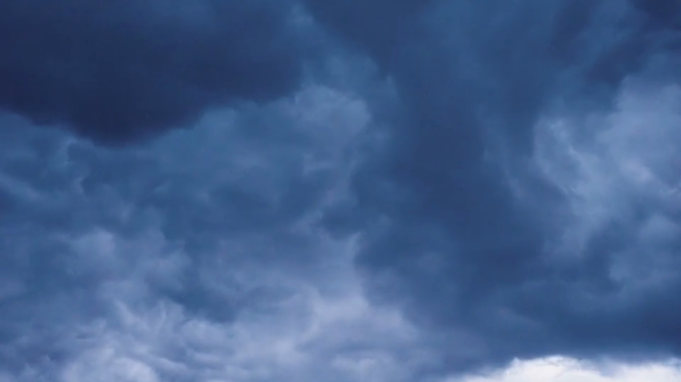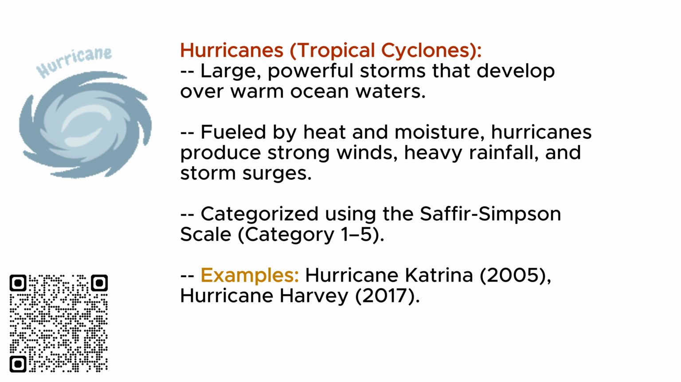So it's like the atmosphere is going a bit haywire. Kind of, yeah. So let's start with hurricanes. These are massive rotating storms that form over warm tropical waters. And they can be really destructive. Oh yeah, they're some of the most powerful storms on Earth.